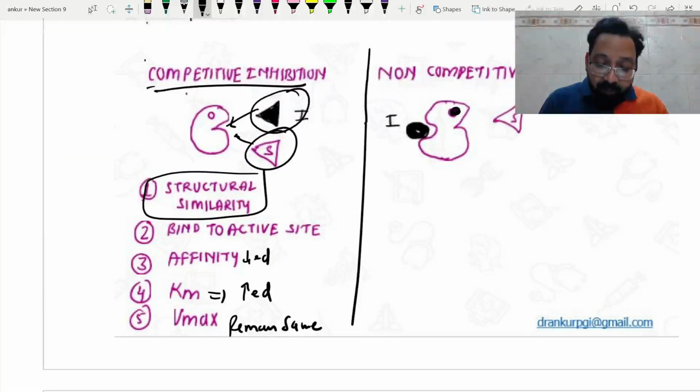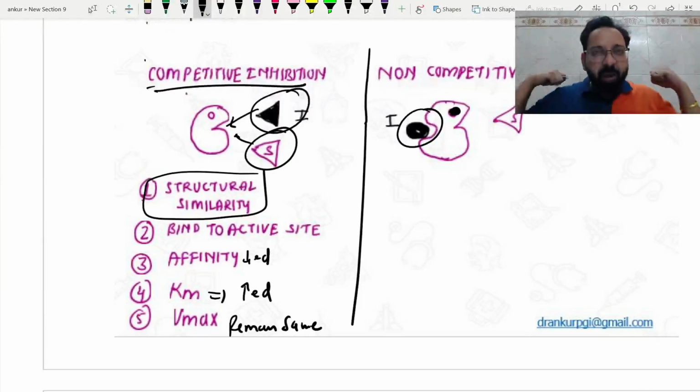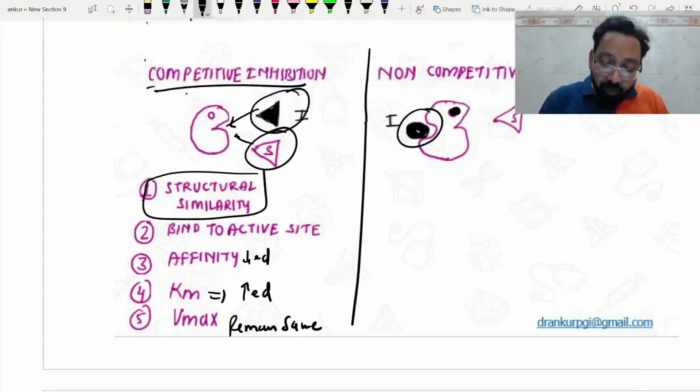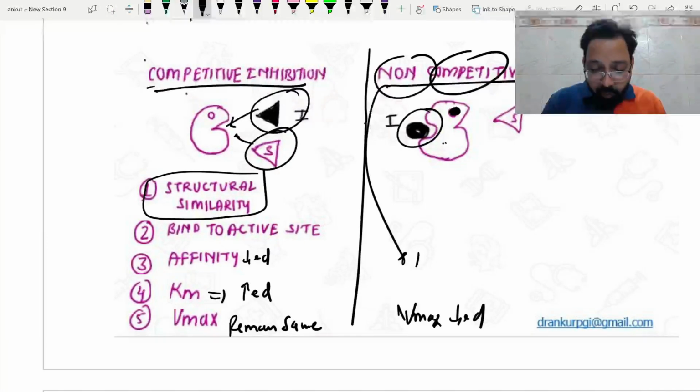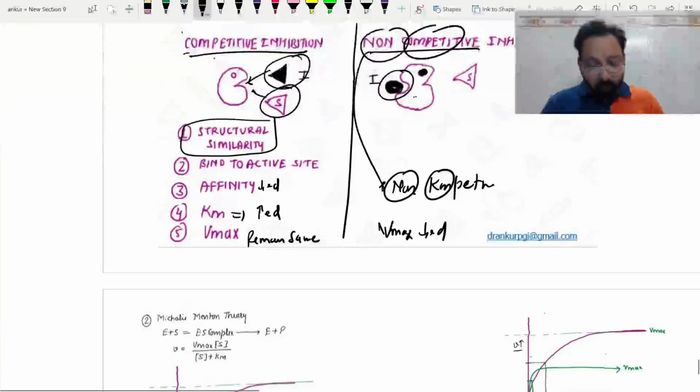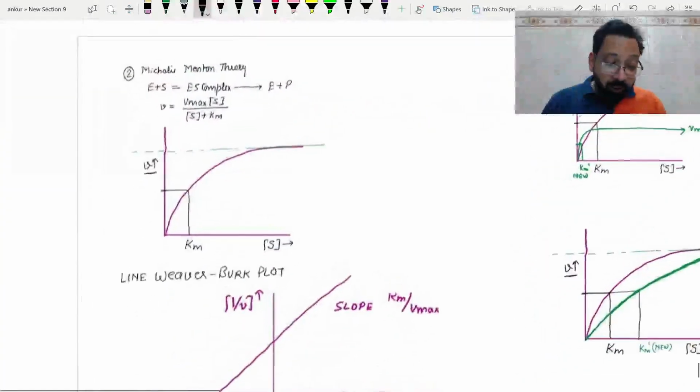Non-competitive: I usually remember this as a cartoon having a very heavy pittu bag, yes, very heavy bag. He would not be able to run very fast. V maximum is decreased, V max decreased. Non-competitive, yes, no change in Km. I can write it like this, as a mnemonic: non-competitive, no change in Km, noncompetitive. Yes.